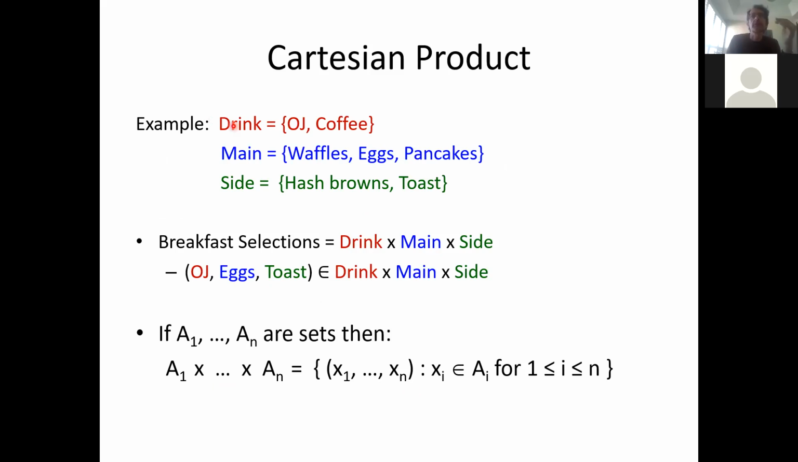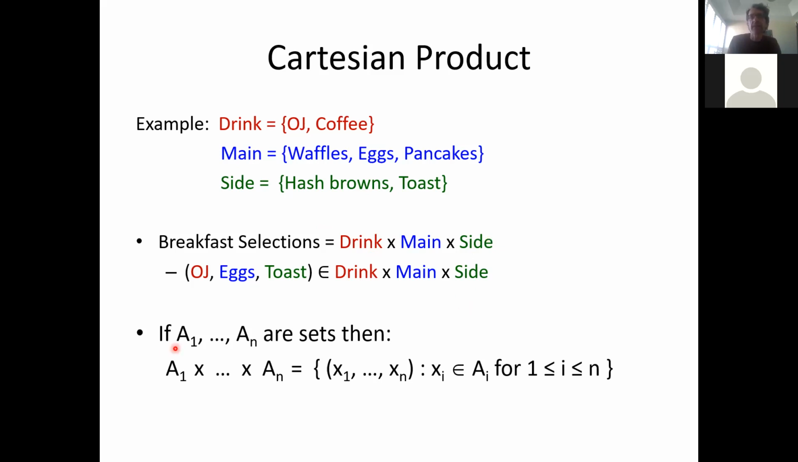Let's say you want a data structure where you have two types of drinks, orange juice and coffee, three types of main dishes, waffles, eggs, and pancakes, and two side dishes, hash brown and toast. A selection of a dish is a member of the Cartesian product of drink, main dish, and side dish. So for example, orange juice, eggs, and toast is a member of this Cartesian product. It's a sequence whose first element is an element of the first set, second is an element of the second set, third is an element of the third set, right? So this is indeed the set of all triples whose first element is in here, second in here, third in here. A very natural use of these, you can think of in a data structure.